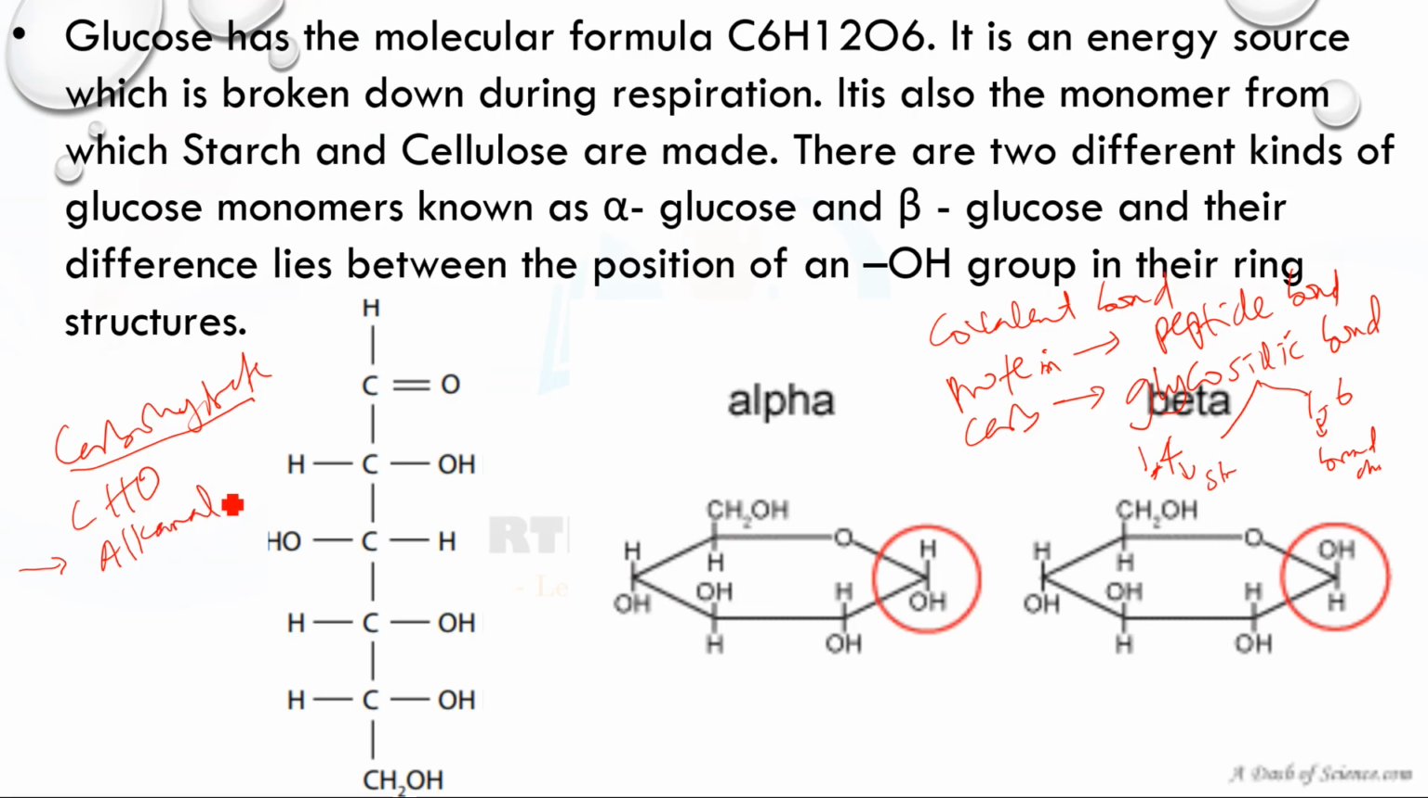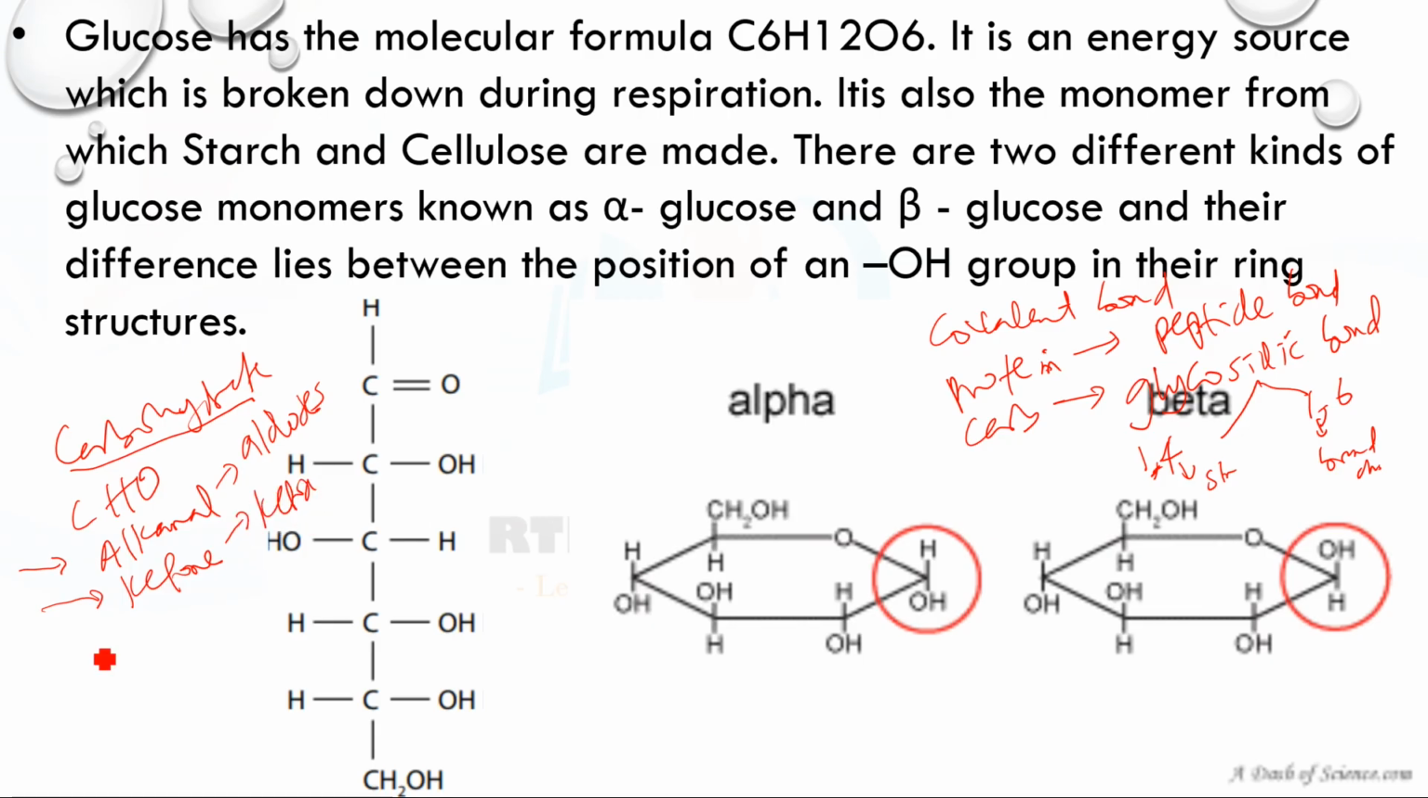So alkanal sugars are called aldose sugars. Aldose, all right? Some of them are called aldoses. Those with a ketone functional group are called ketoses. Is that okay? All right.